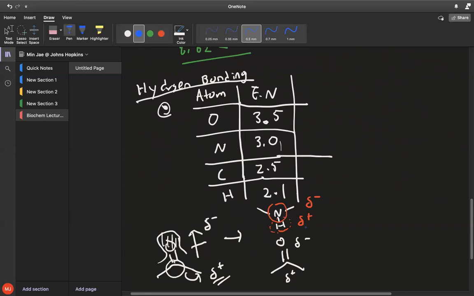I get opposite charges here. So notice that this is delta positive, partial positive, and in the oxygen there's partial negative. For example, you'll have this minute electrostatic interaction, and then it causes some attractive forces between them, and that is what we call the hydrogen bonding.